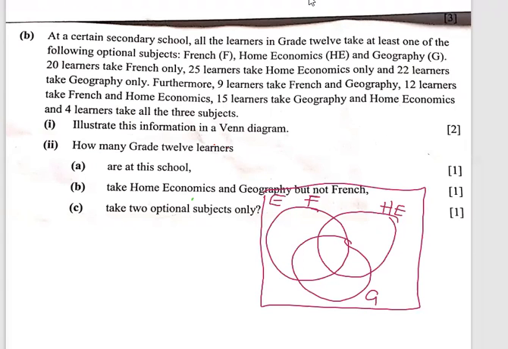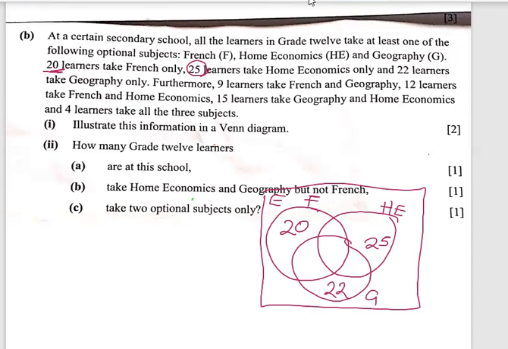Now this French 20, French only, is supposed to be here because of the word only. Take note of that. Then 25, home economics only, because of that word. Then 22 take geography only, 22.